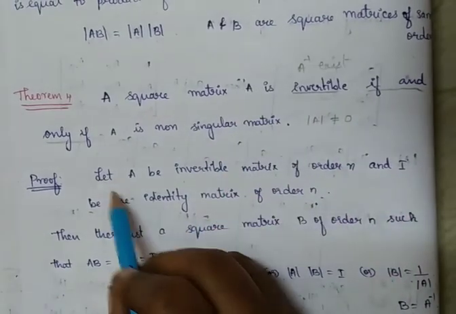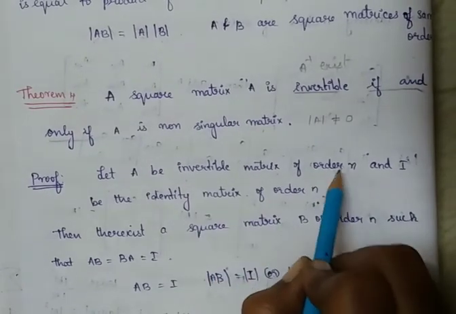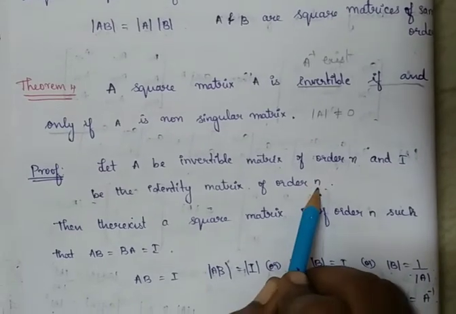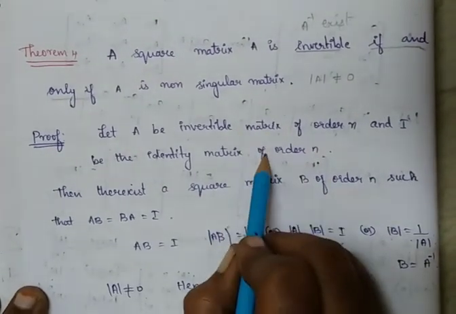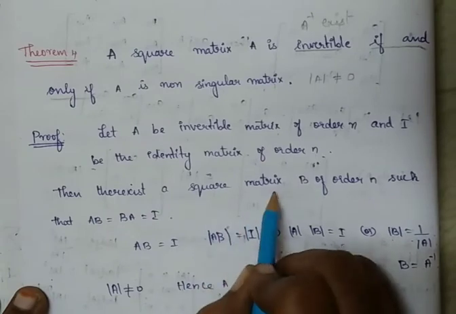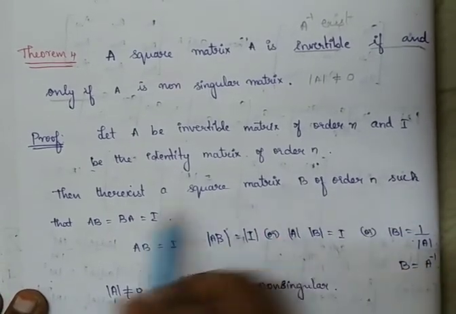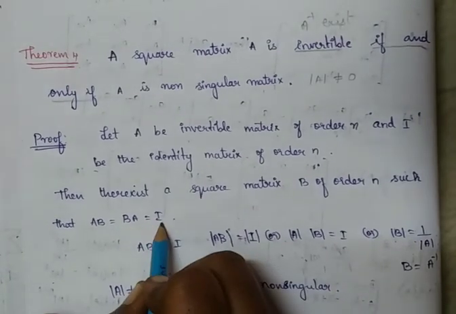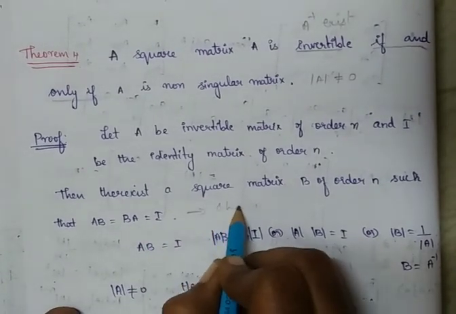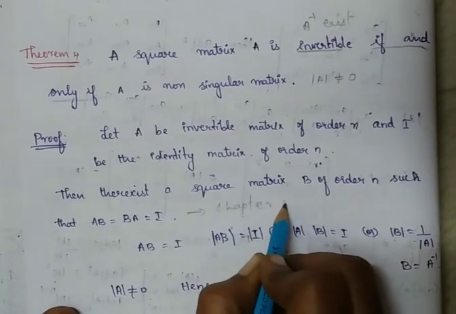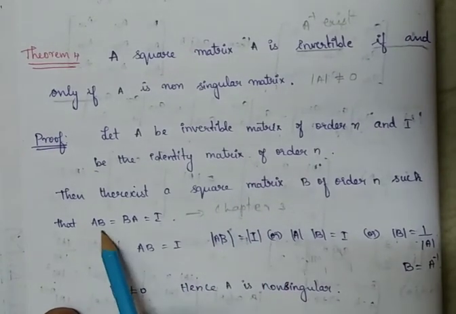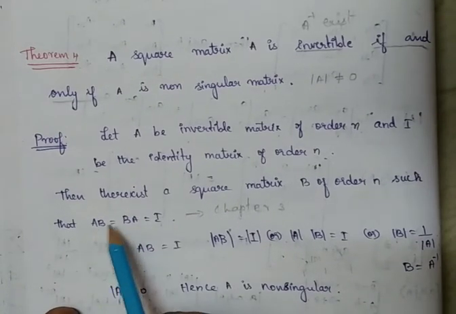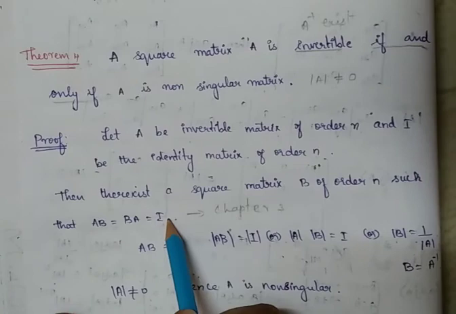So first let us take that A is an invertible matrix of order n, and also we are taking an identity matrix of order n. If these two are there, then there exists a square matrix B of order n such that AB equal to BA equal to I, the identity matrix. This we have studied in chapter 3, elementary operations. Multiplication of two matrices will result in the identity matrix, AB equal to BA equal to I here.